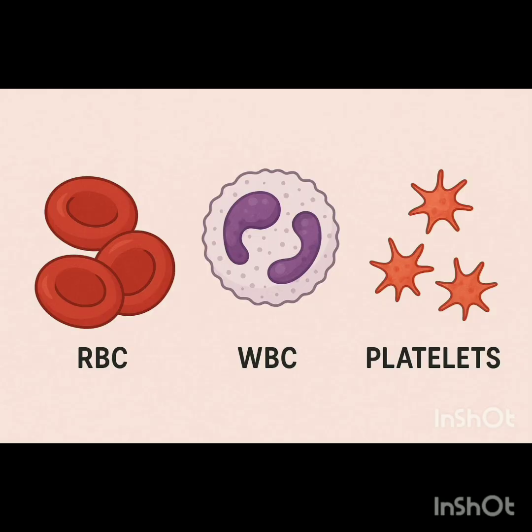Red blood cells carry oxygen from the lungs to the body and remove carbon dioxide. They contain hemoglobin, a protein that binds oxygen. White blood cells help defend the body against infections and diseases by attacking harmful microbes. Platelets are tiny cell fragments in the blood that help stop bleeding. They gather at the site of a cut or injury and form clots to seal the wound.